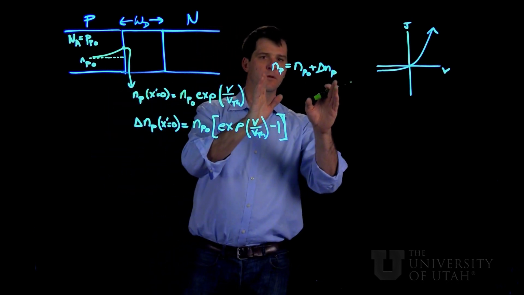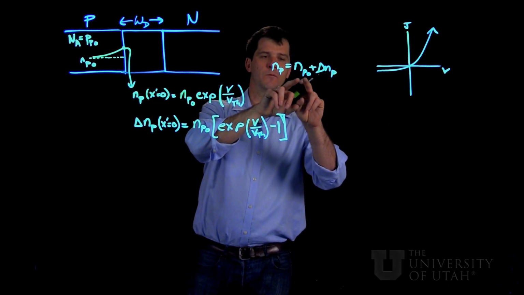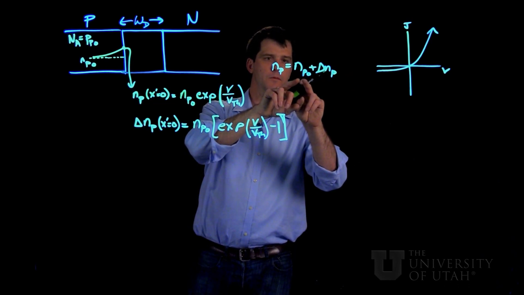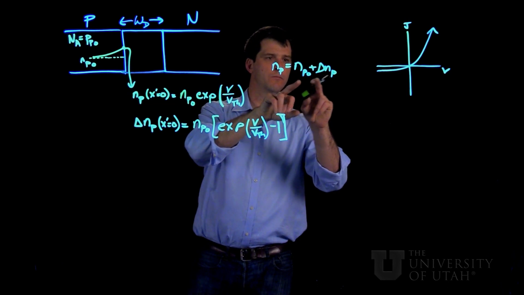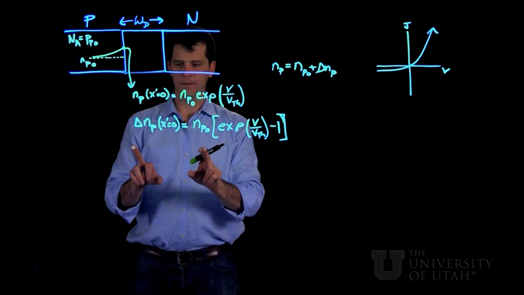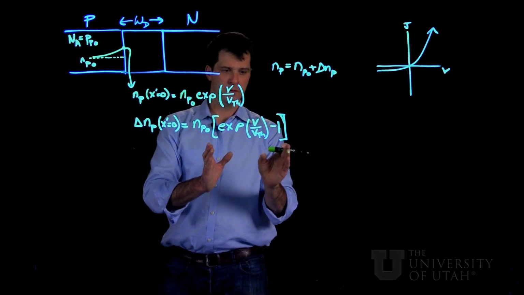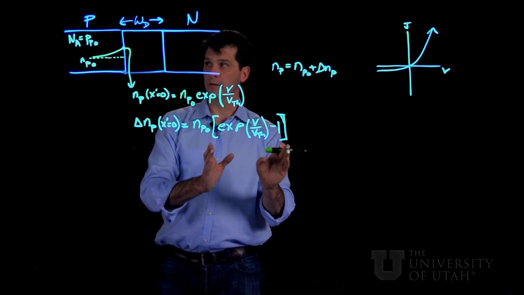So if we use the breakup of the total concentration into the thermal equilibrium plus excess carriers, we can then write the concentration as this expression. And of course, this is where the expression for the ideal diode current comes from.